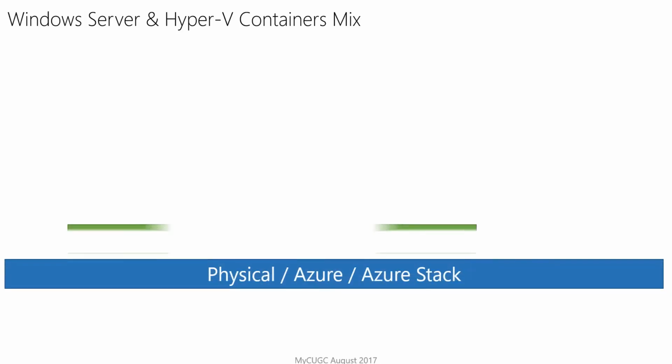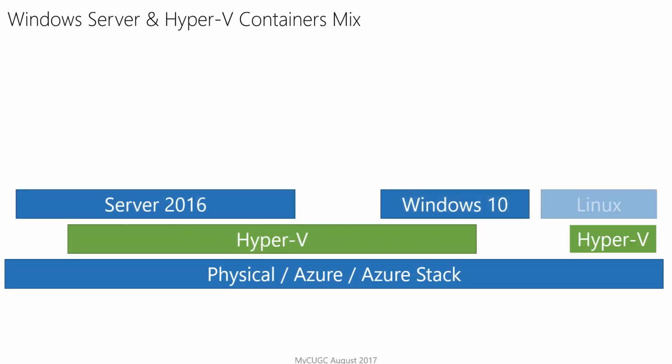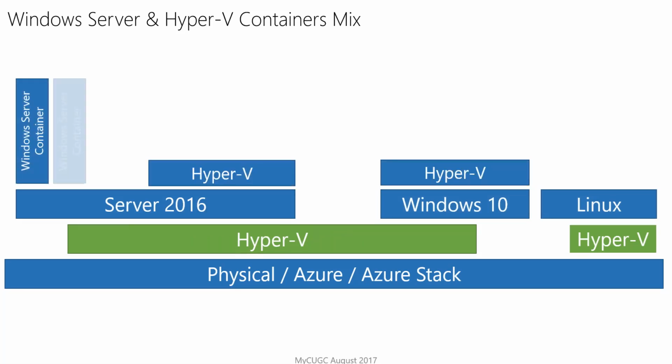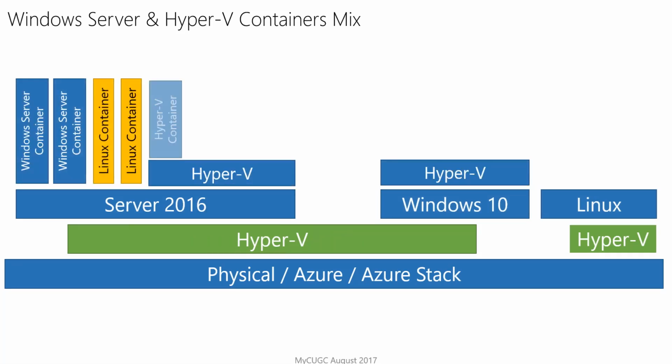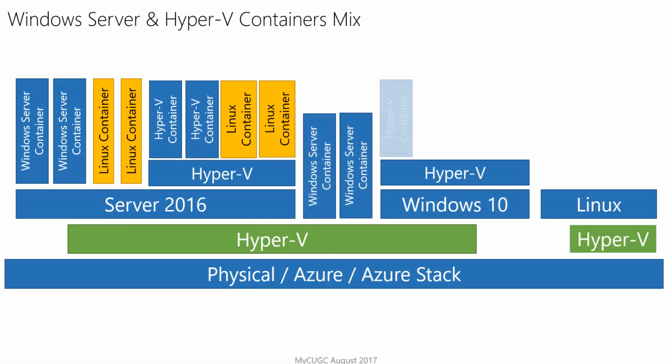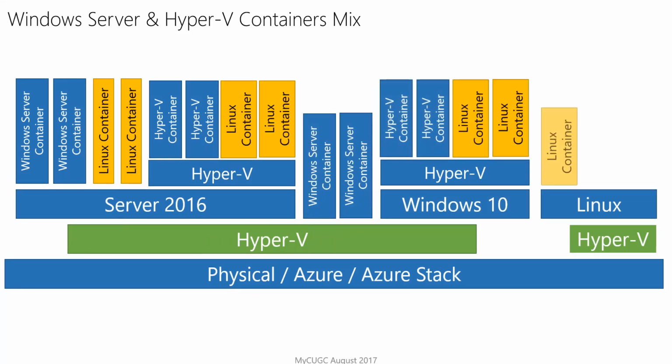So when you get Windows Server and Hyper-V containers mixed, this is a slide that I created that's kind of cool, but at the same time it's kind of a little bit hard. I'm just going to get right to the point here. This is outlining all the different scenarios in which you could run containers on top of a Windows operating system. So from a physical Azure platform, an Azure platform, or an Azure Stack platform, you can run Hyper-V on top of that, and then on top of that, Server 2016.